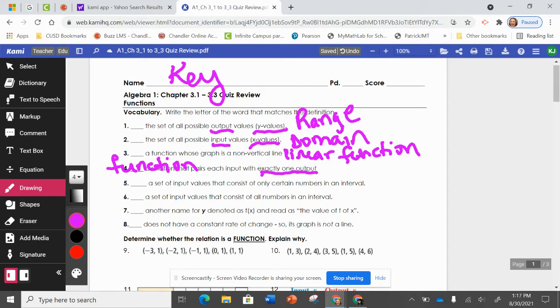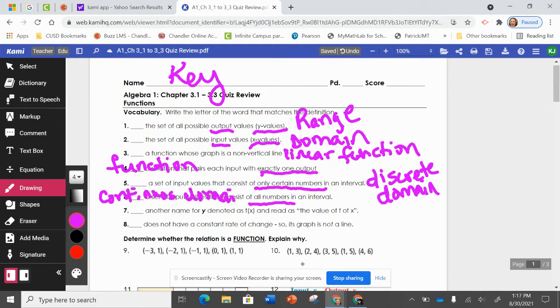A set of input values that consist of only certain numbers. So only certain numbers means that this is going to be a discrete domain. The set of input values that consist of all numbers means continuous domain. Let's see if I can make this a little easier to see. Continuous domain.